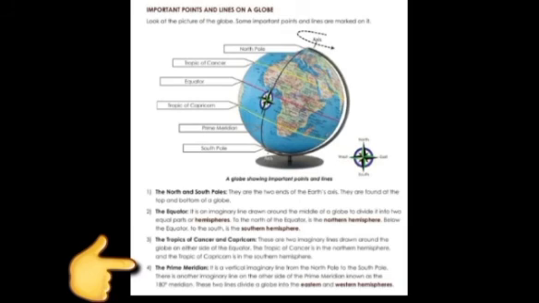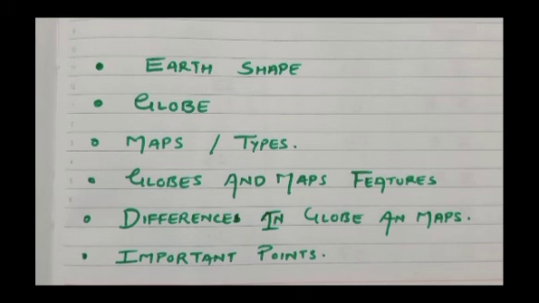Now the fourth point is the prime meridian. It is a vertical imaginary line from the North Pole to the South Pole. There is another imaginary line on the other side of the prime meridian known as the 180-degree meridian. These two lines divide a globe into the eastern and the western hemisphere. This is our prime meridian. We can see all the important lines on the globe.